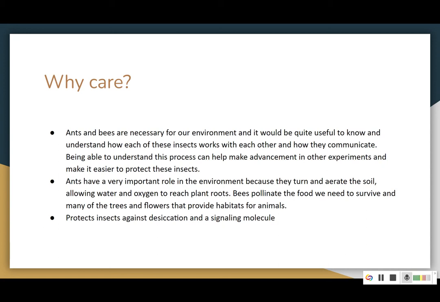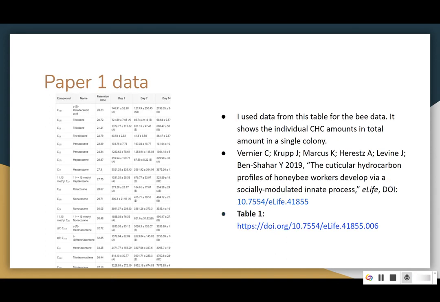Ants are also very important in the environment because they turn and aerate the soil, allowing water and oxygen to reach plant roots. And bees pollinate the food that we need to survive and the many trees and flowers that provide habitats for animals. It also protects the insects against desiccation and acts as a signaling molecule.